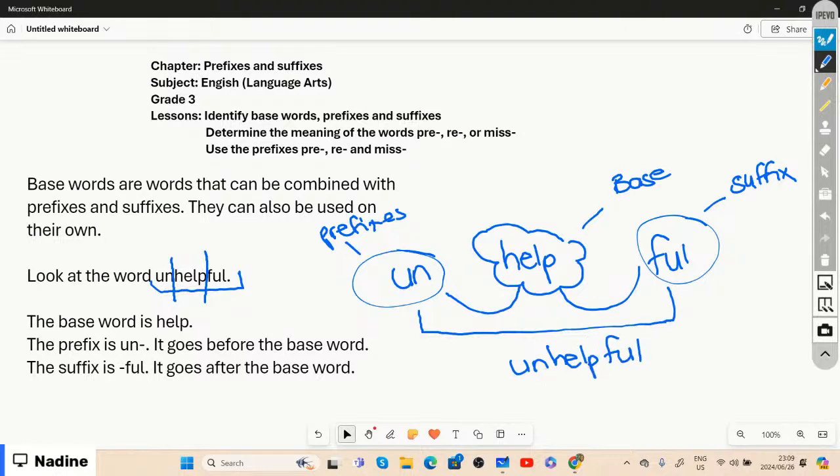If you break up these words, help has its own meaning, full has its own meaning, un has its own meaning, and once you put everything together, unhelpful has its own meaning. So once again, prefixes we add before a base word, suffixes we add at the end of the base word. If we combine those words, it changes the meaning. That is what we're also going to find out when we go on to determining the meanings of the prefixes or the suffixes.